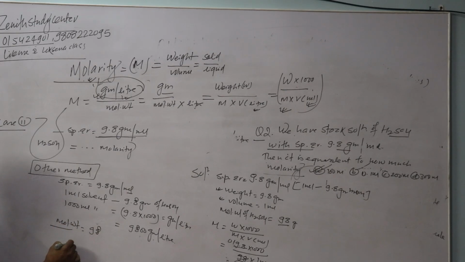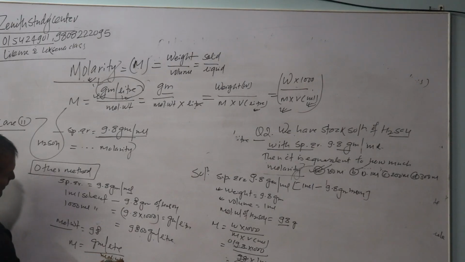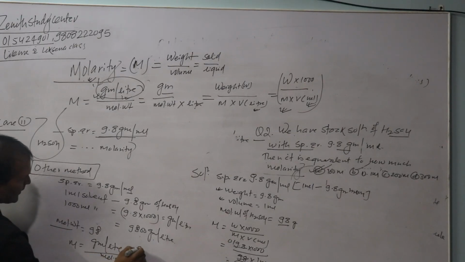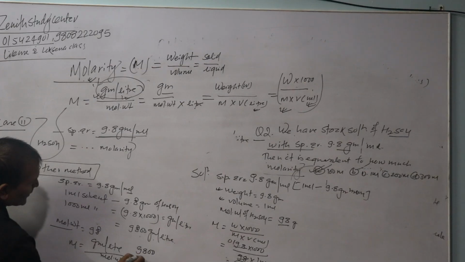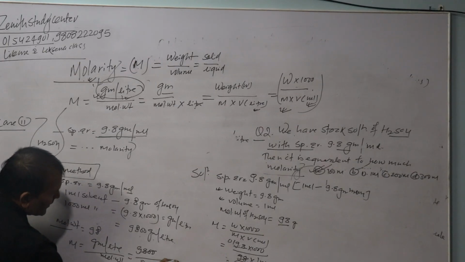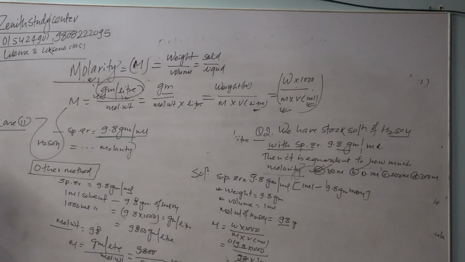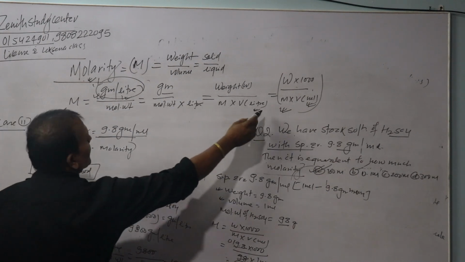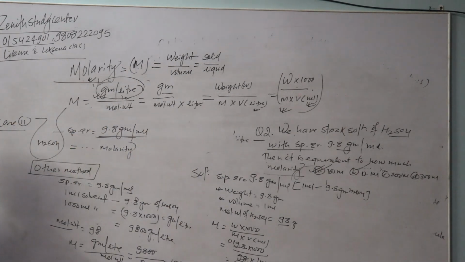Now the molecular weight is 98. What is the formula? Gram per liter by molecular weight. What is the gram per liter? 9800. And what is the molecular weight? 98. After calculation, 100 molar. So you can use this molarity formula, or you can also use this formula. So I think you understand this problem.